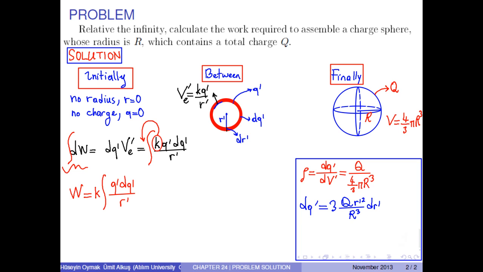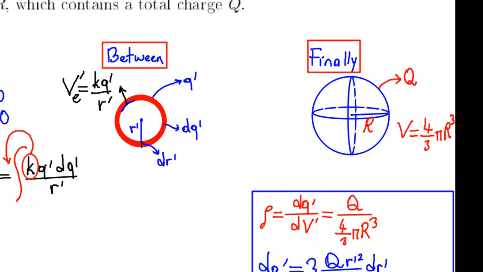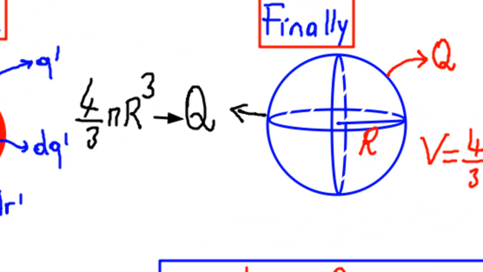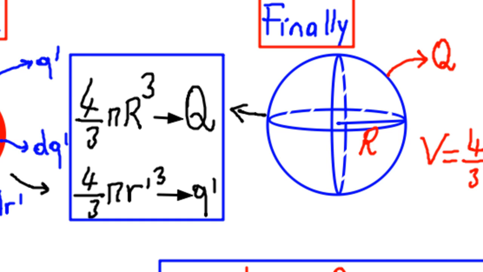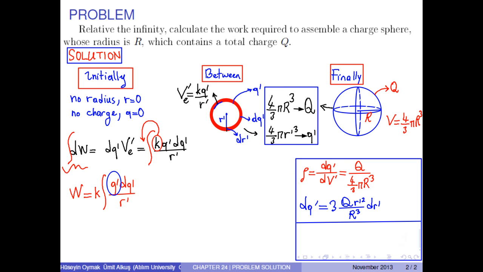Also, we can find an expression for q' in terms of Q and R. Finally, we have the volume 4/3 times pi times R cubed and the total charge Q. And at any time, we have the volume 4/3 times pi times r' cubed and the charge q'. As a result, you can easily obtain that q' is r' cubed over R cubed times Q. Now we can put these expressions into the integral.